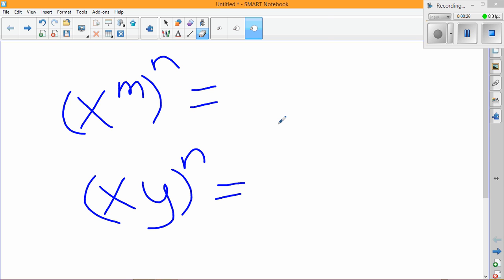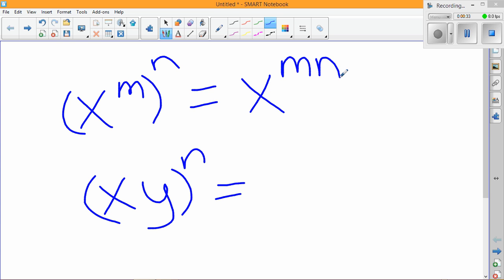So you'll have x to the m times n power. So when you have a power raised to a power, you multiply. Now, the second example here, we did a quick little procedure to prove it.